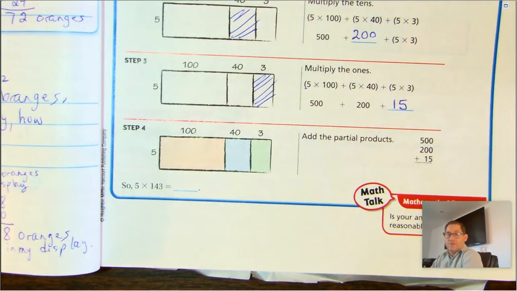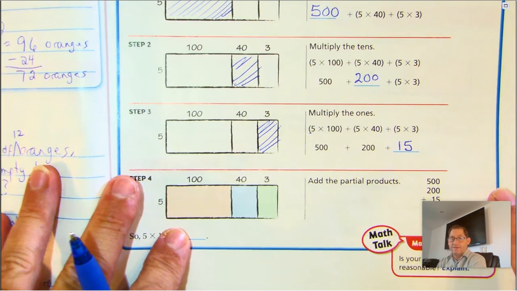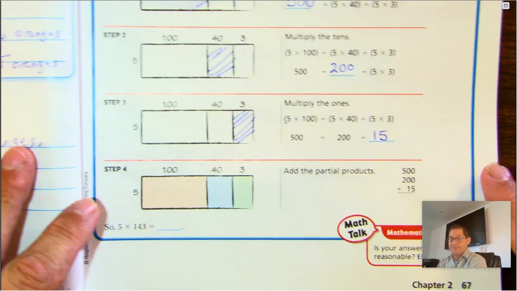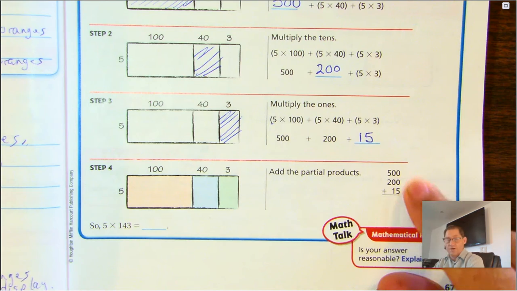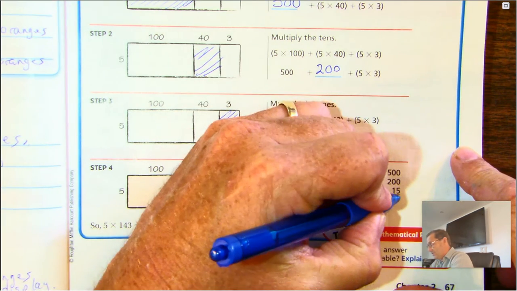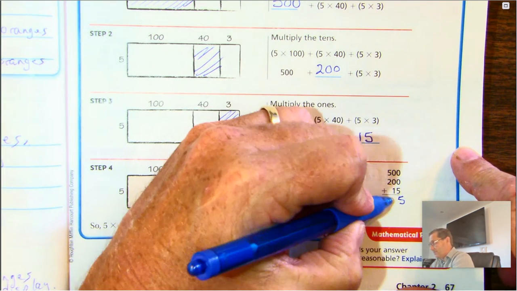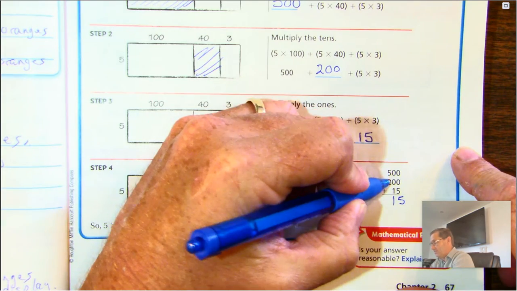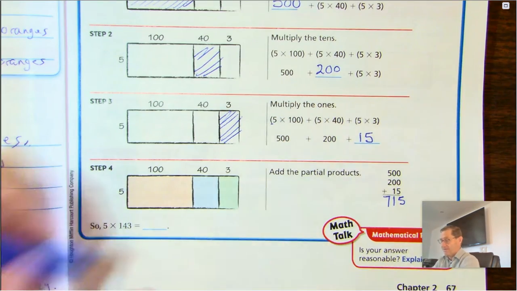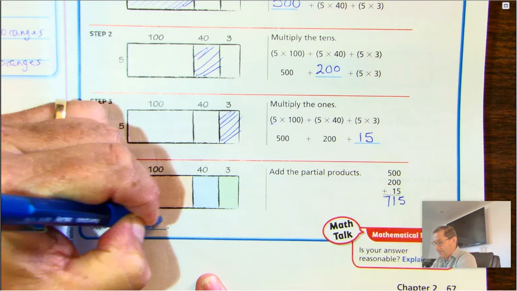So then we need to add the 3 products we got. We have 500, 200, and 15. So add the partial products. 5 and 0 ones is 5. 1 and 0 tens is 1. 5 and 200s is 7. So 5 times 143 is 715.